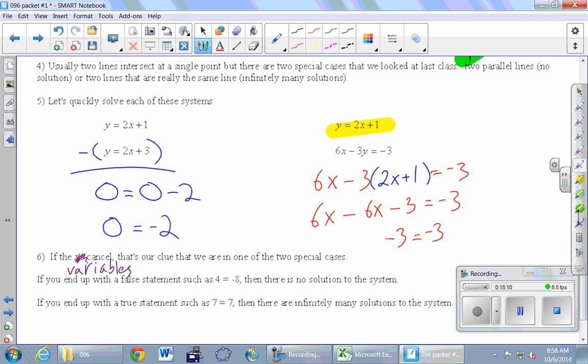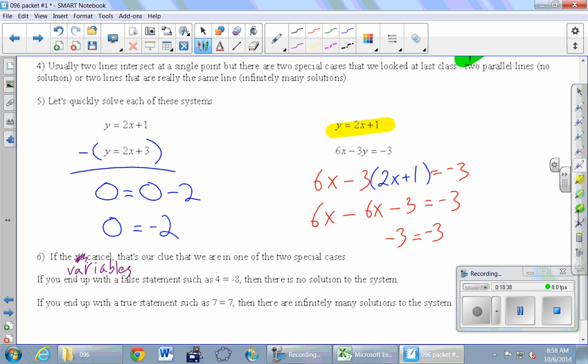If you end up with a false statement, such as 4 equals negative 8, then there is no solution to the system. If you get something ridiculous, like 4 equals negative 8, you are in the parallel lines case where the lines never intersect each other, and so there are no solutions. But if you end up with a true statement, like 7 equals 7, then you're in the case where it's exactly the same line twice, and there's infinitely many solutions. That's what it says there.